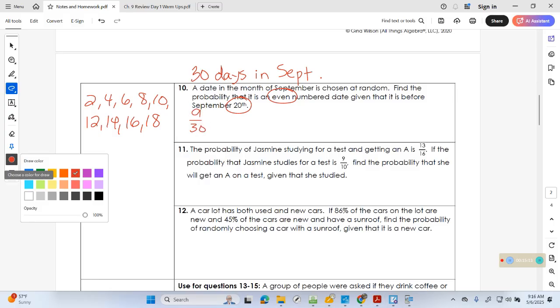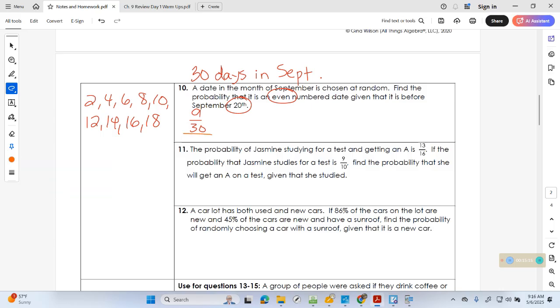I should have written smaller. I'm going to cram the other fraction in there. Now, next probability, just that you are before the 20th. Well, how many days are before the 20th? 19. And again, I wish I would have written smaller. Sorry.